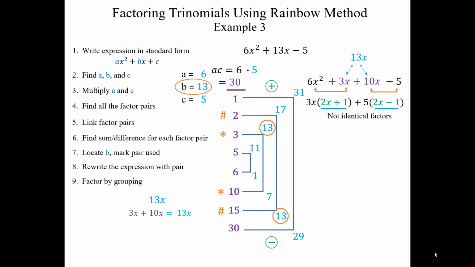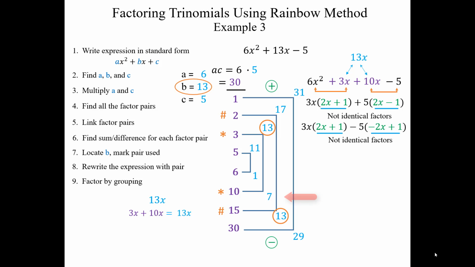Let's try factoring a negative 5 from the second group. So from the first group, 3x, we have a 2x plus 1. In the second group now, we have a minus 2x plus 1. Checking these in the parentheses, again, these are not identical factors. And normally at this point, we would stop and say this is a prime trinomial and cannot be factored.